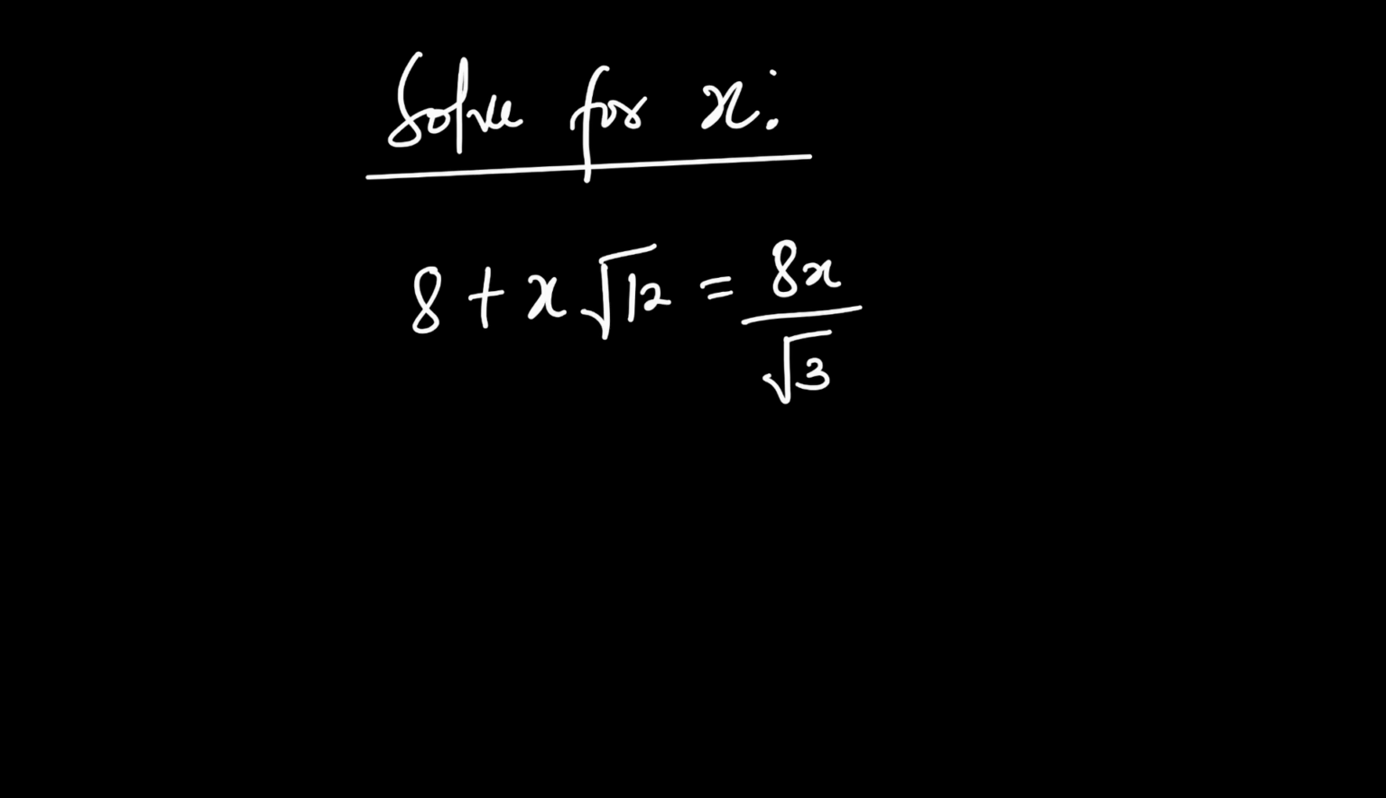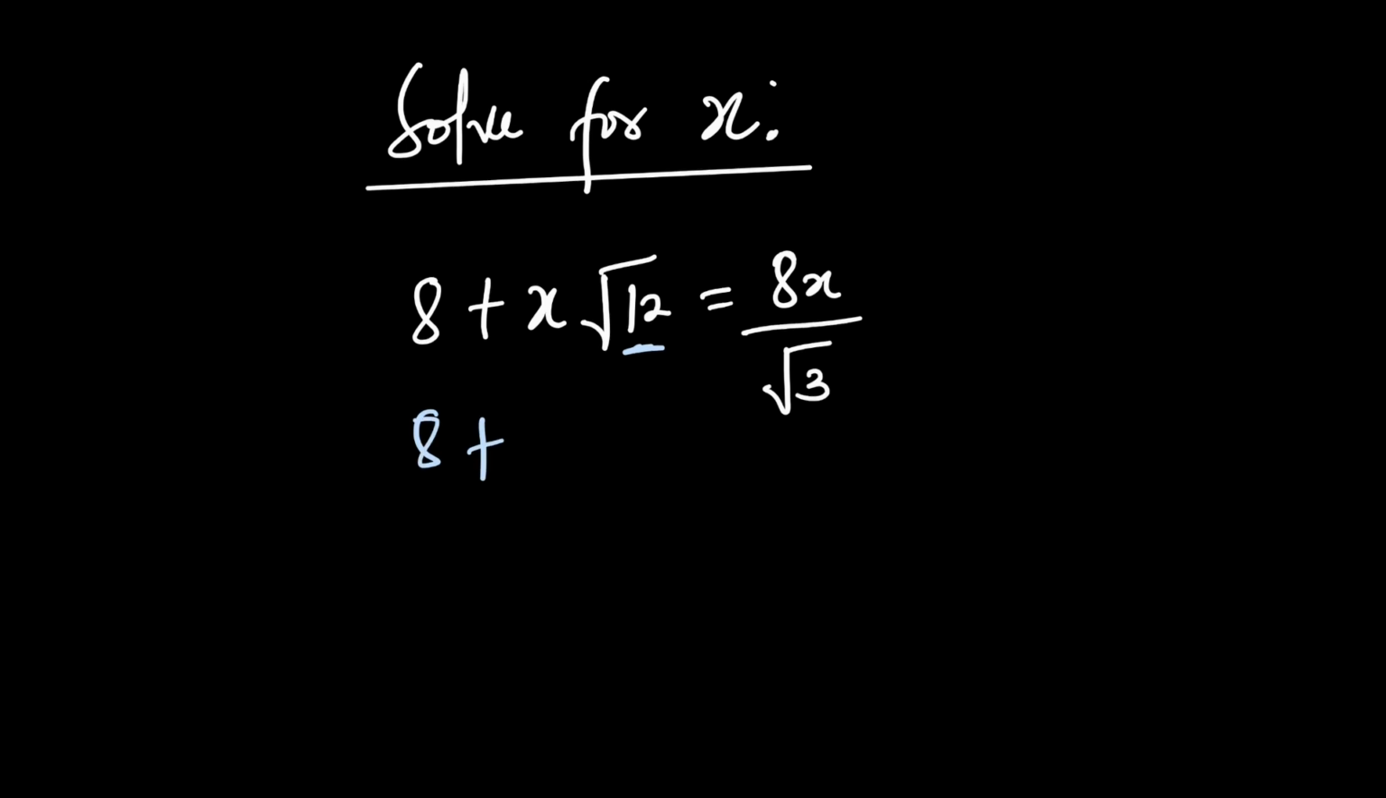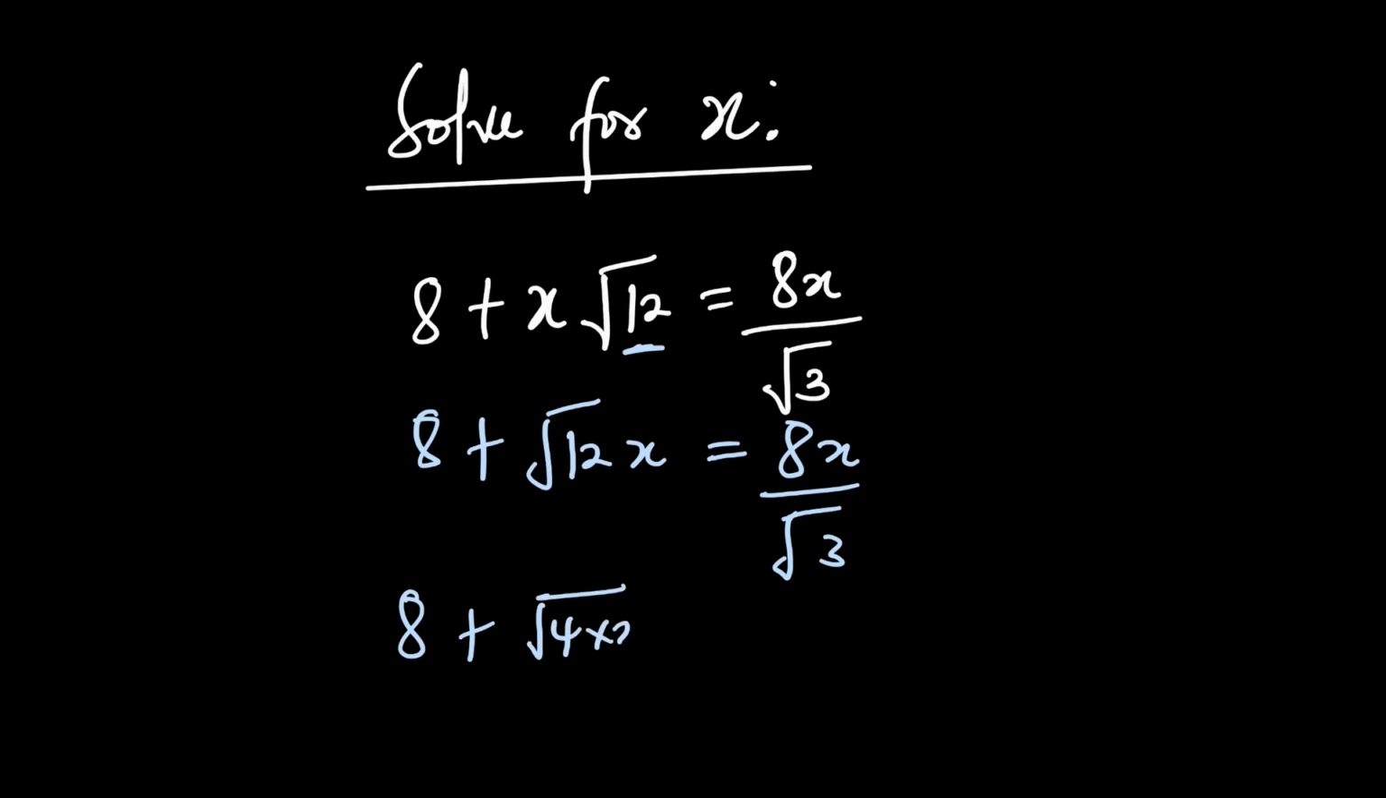First of all, this 12 here is not a surd, okay? To make it a surd, we can simplify it. So we can have 8 plus, I like to put mine this way, root 12 x, equal to 8x all on root 3. Then 8 plus, so root 12 becomes square root of 4 times 3. Okay, and we know square root of 4 times 3 is root 12.